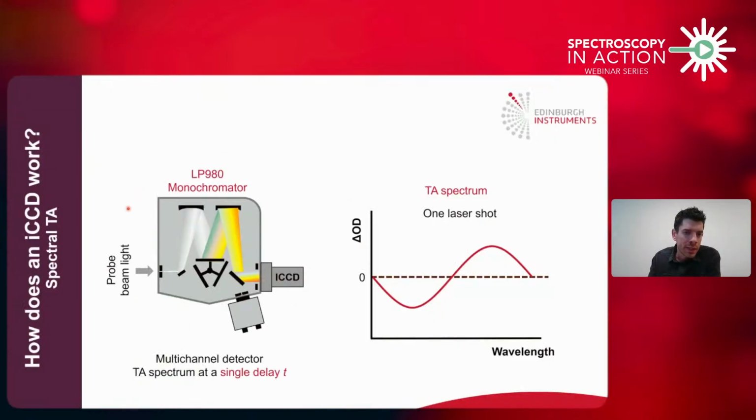So this is how the LP monochromator looks if we use the iCCD. As we mentioned, the iCCD is an array detector, and in this case, the aperture of the monochromator is relatively large, so the full spectrum can be imaged onto the iCCD at once. And we can obtain the full spectrum at the selected delay in just one laser shot.